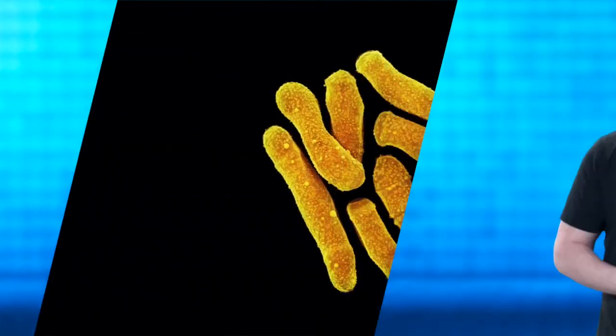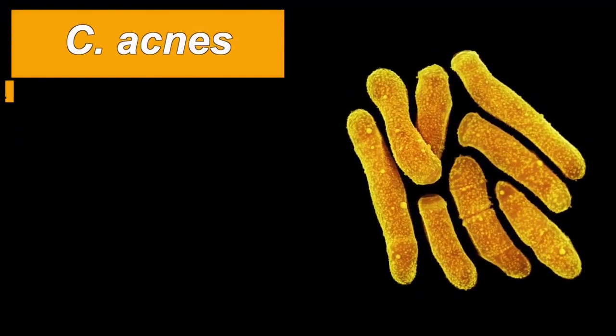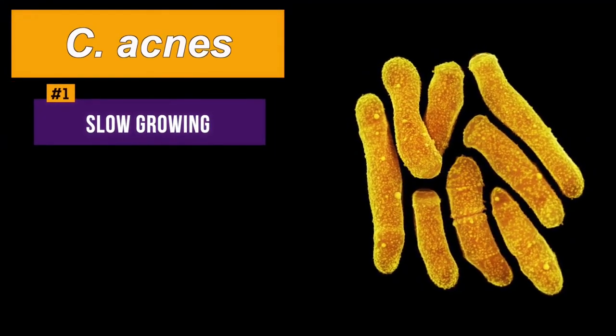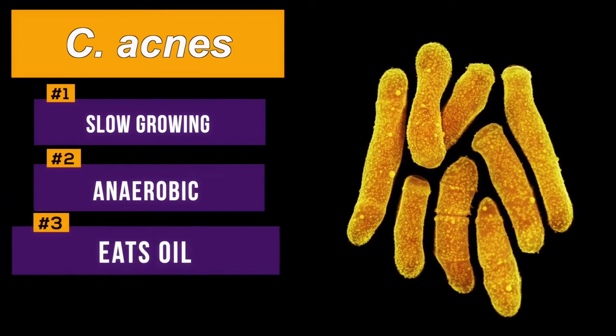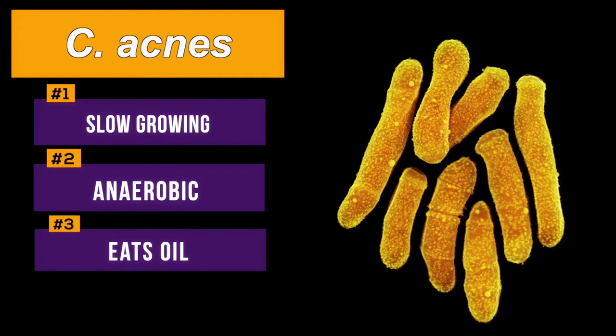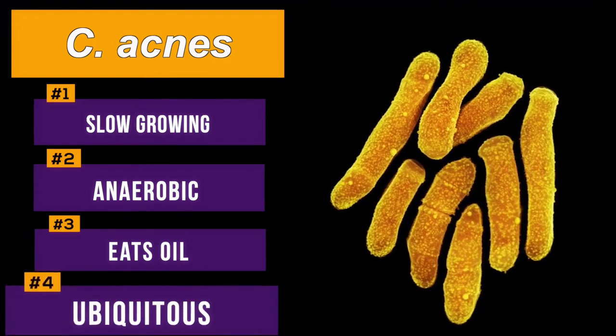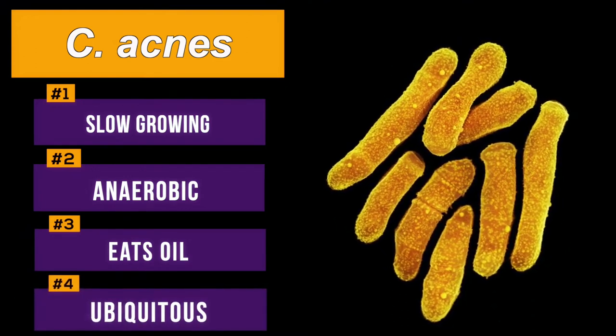When we hear about strains of bacteria that become antibiotic resistant, for instance, we're comparing microbes within the same species, but one is antibiotic resistant and the other is not. And that is a significant difference. This species of bacteria is relatively slow growing, doesn't really like oxygen, but can tolerate it if it has to, and loves to eat the oils of the skin as its primary food source. This species is ubiquitous and lives on everyone's skin.